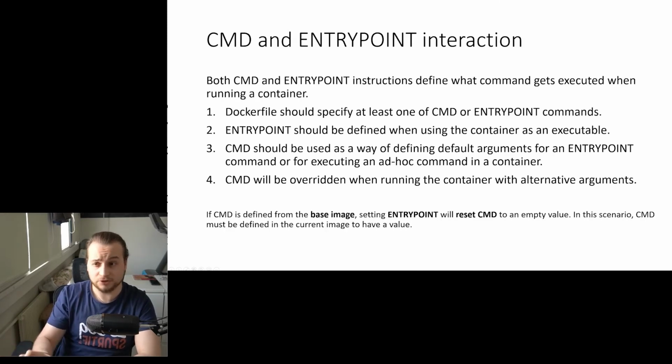So the CMD and entry point interaction. Both CMD and entry point instructions define what command gets executed when running a container. Dockerfiles should specify at least one CMD or entry point command. Entry point should be defined when using the container as an executable. CMD should be used as a way of defining default arguments for an entry point command. And those default arguments in the CMD can be overridden when you type docker run my image and specify some arguments. Those arguments will replace CMD.